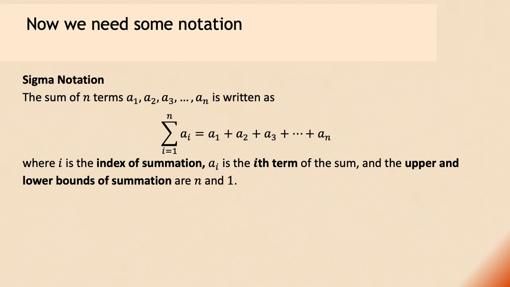Just a little bit more about that sigma notation. Again, i is called the index of summation. You can think of it as a counter. And here a sub i is the ith term of the sum. So you would be adding a sub 1 plus a sub 2 plus a sub 3 and so on and so forth until you get up to the last term. Hopefully you've seen this notation in your pre-calc class. You may have done a little bit on series and sequences.